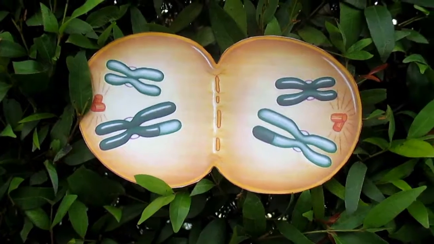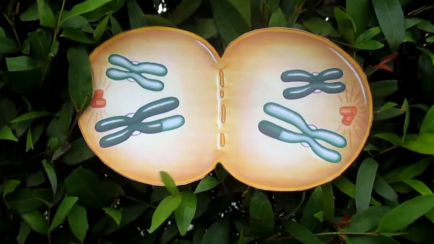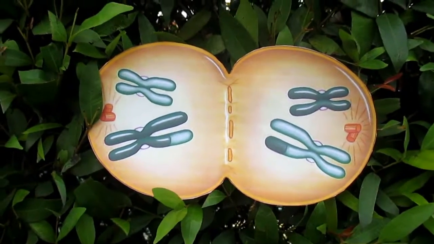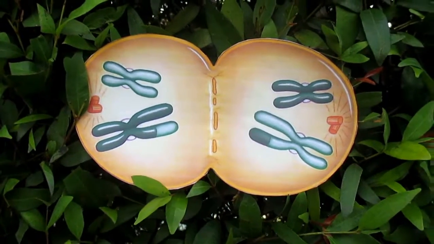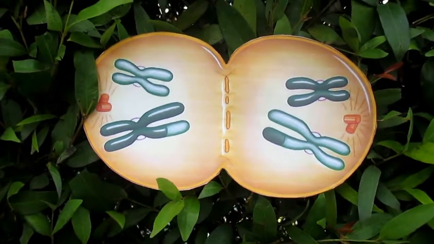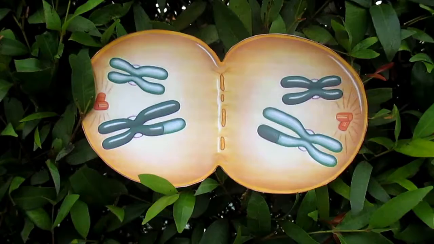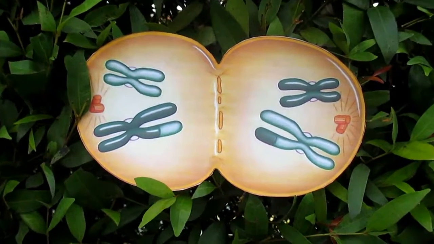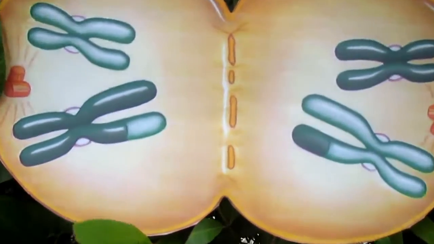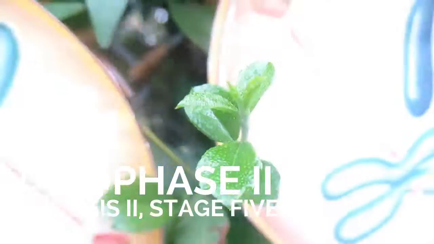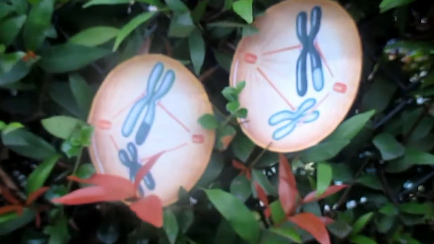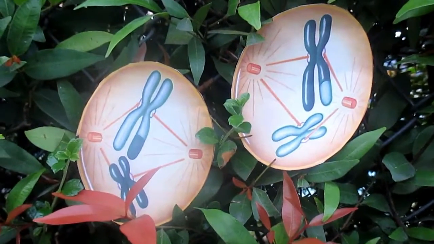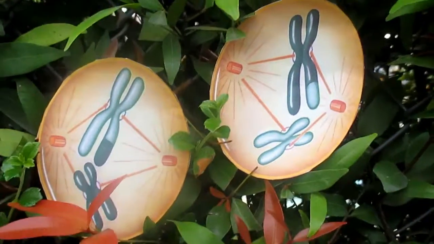In some organisms, nuclear envelopes appear briefly at this point. This intermediate stage is called interkinesis, but in others, the daughter cells begin immediately to prepare for the second meiotic division. Meiosis 2, Stage 5, Prophase 2. The nuclear membrane disintegrates. New spindle fibers are formed around the chromosomes.